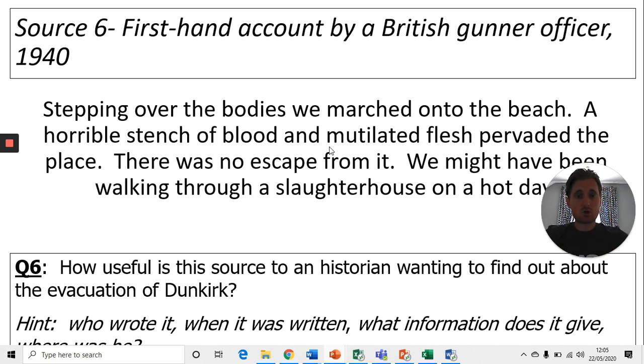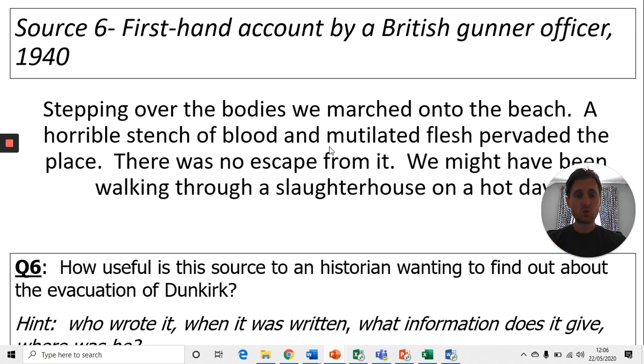Remember, the Germans occupied the land and the sea was on the other side. And until the boats arrived, they were stuck on that beach. So they would have felt like they would have been in a slaughterhouse, vulnerable to the Luftwaffe bombing them, and killing them. So this source is a really useful source in explaining how the British would have felt during this time.